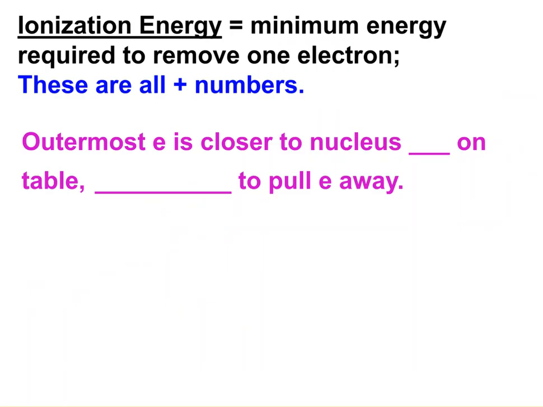Another trend is ionization energy. Ionization energy is how much energy it takes to remove 1 electron from an atom. And we're talking about an electron in the outermost valence shell. And it is harder, because as you move up on the periodic table, the electrons are closer to the nucleus. And so as you move up on the periodic table, the electrons are harder to pull away, which means they have a higher ionization energy.